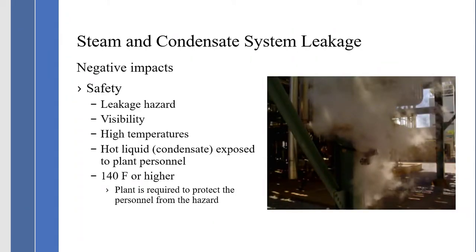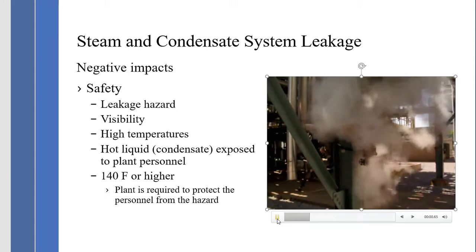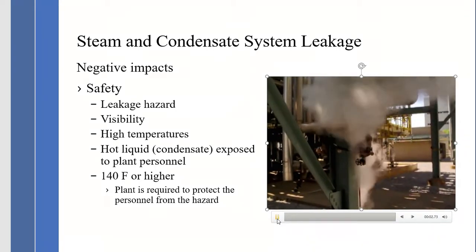The other negative impact is safety. As you can see here in this video, steam comes out. It's a hazard to the plant personnel. It's visible. It's a high temperature, 212 degrees, the vapor's coming out. The hot condensate's also 212 degrees. OSHA tells us at 140 degrees F or higher, we need to protect the plant from the hazards. So not only energy and emissions, but also safety is a factor.